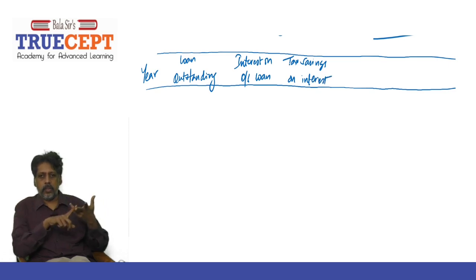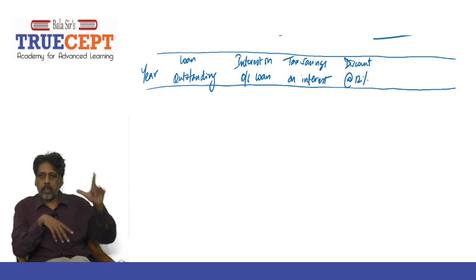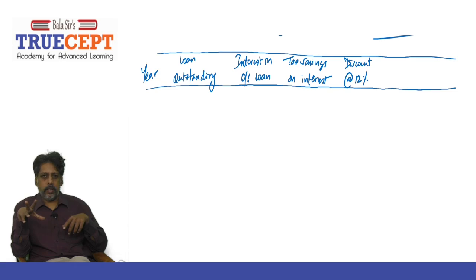Next column is a discount factor at what rate? 12%. For APV purpose, since the debt is at 12% rate, you can use the same rate for discounting the tax benefits on the debt interest. Is that fine? Yeah, discount factor at 12%. And what is the last column? It is the present value. Fine? Yes, sir.